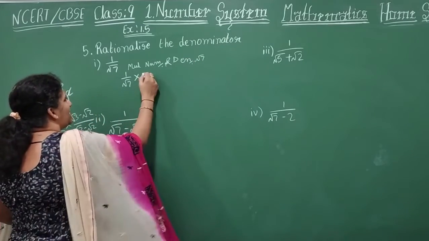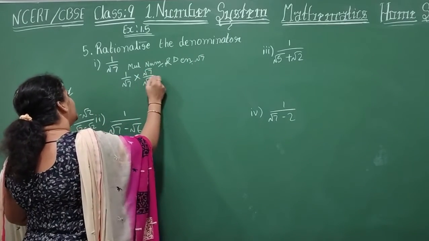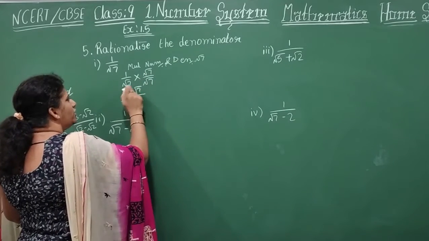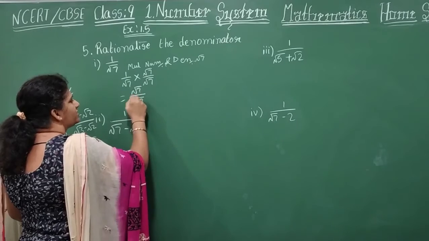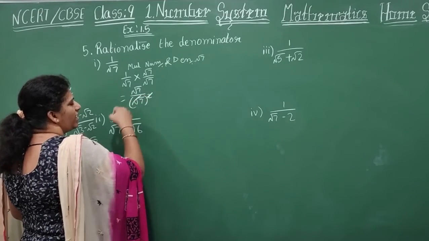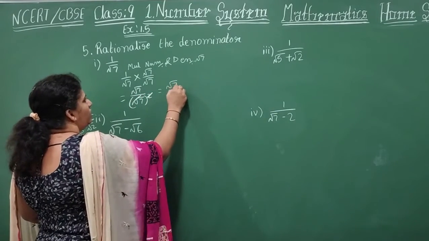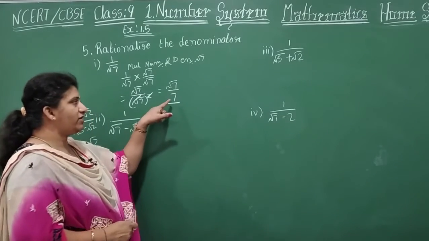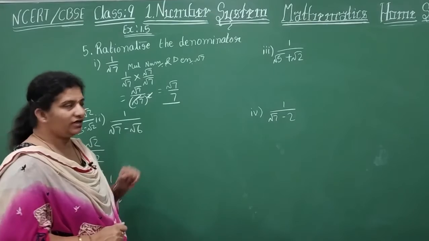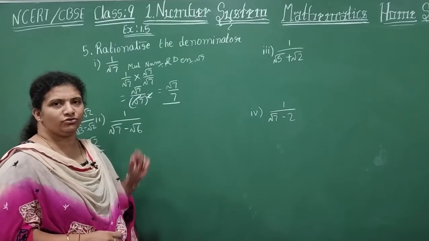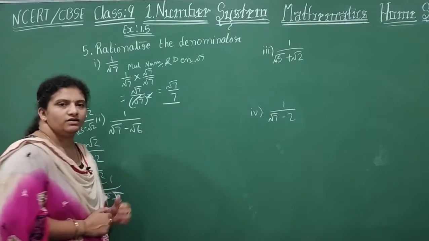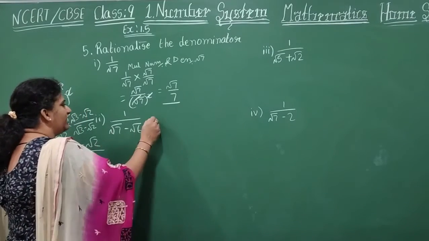Okay. So multiply here. What you are going to get, children? That will be 1 into root 7, root 7, over root 7 into root 7, whole square. Square root cancel. That will be root 7 by 7 is your answer. So now your denominator is rational or not? That is the only thing we need to do here: rationalize the denominator.